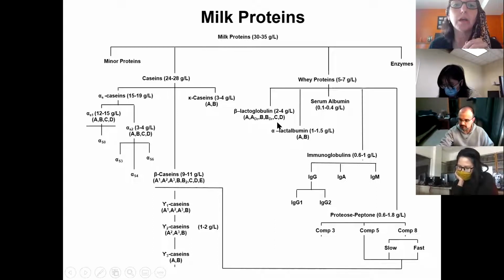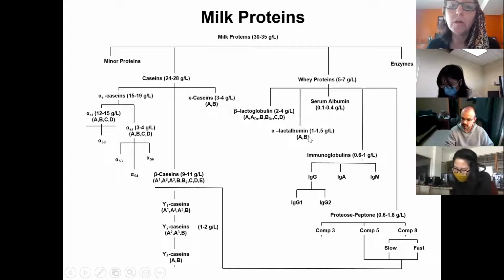So under whey, we talked about there is your serum albumin, beta-lactoglobulin, you have different variants. Alpha-lactalbumin, you also have different variants, and then you have immunoglobulins, and you have different types of immunoglobulins.